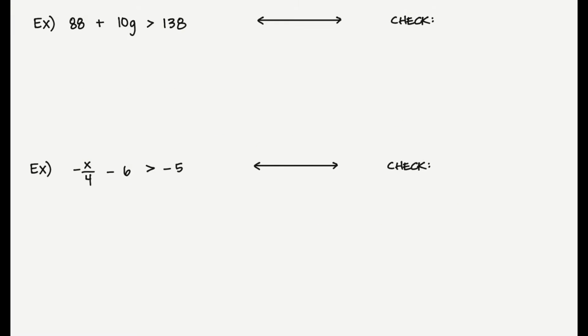88 plus 10g is greater than 138, so I'm going to subtract the lonely number on both sides, and I'm left with 10g is greater than 50. Now I can divide both sides by 10, that's the leech, and g is greater than 5. So this one was pretty straightforward.